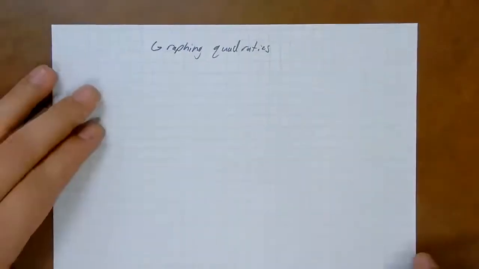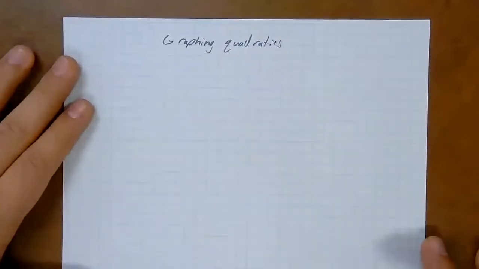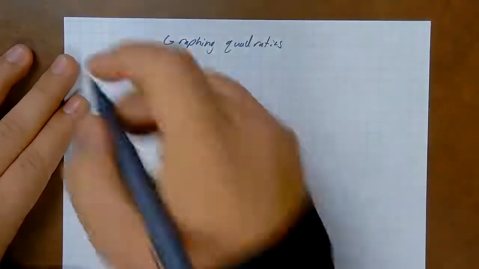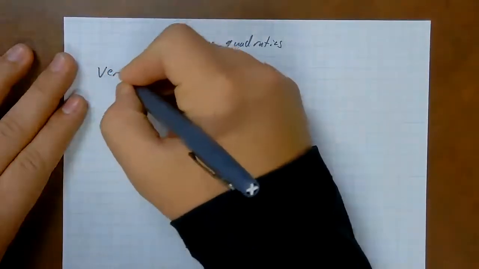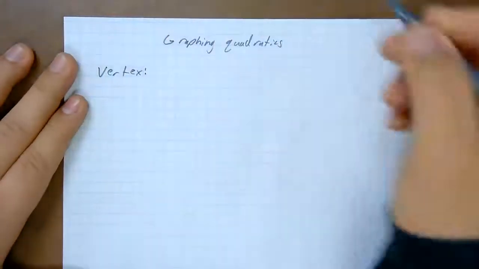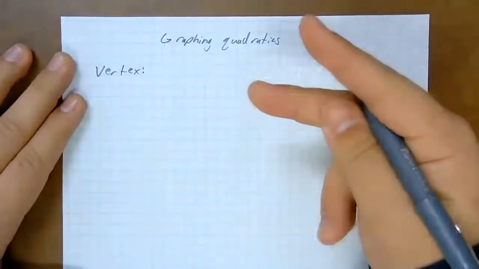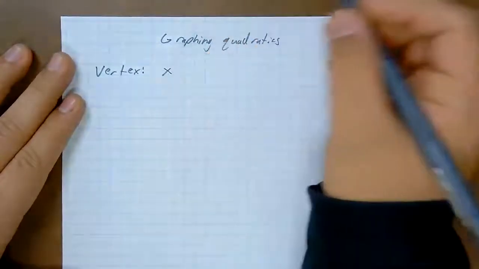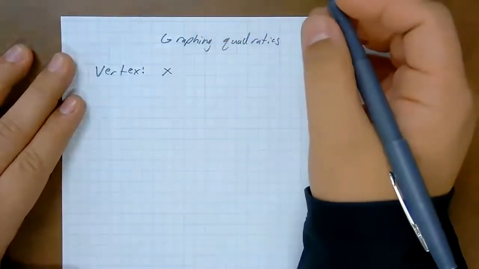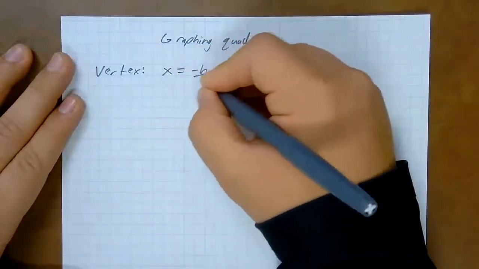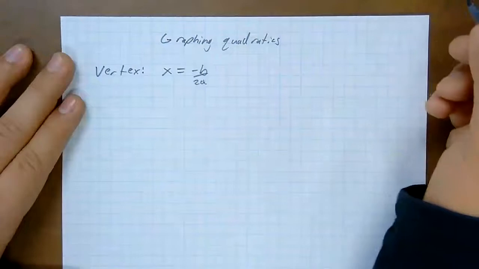In order to graph a quadratic, the first thing, and really the main thing we need to know, is the vertex. Okay, so we need to be able to find the vertex. Now, the way we find the vertex is going to be in two steps. The first step is finding the x value. The x value of the vertex is going to be negative b over 2a.